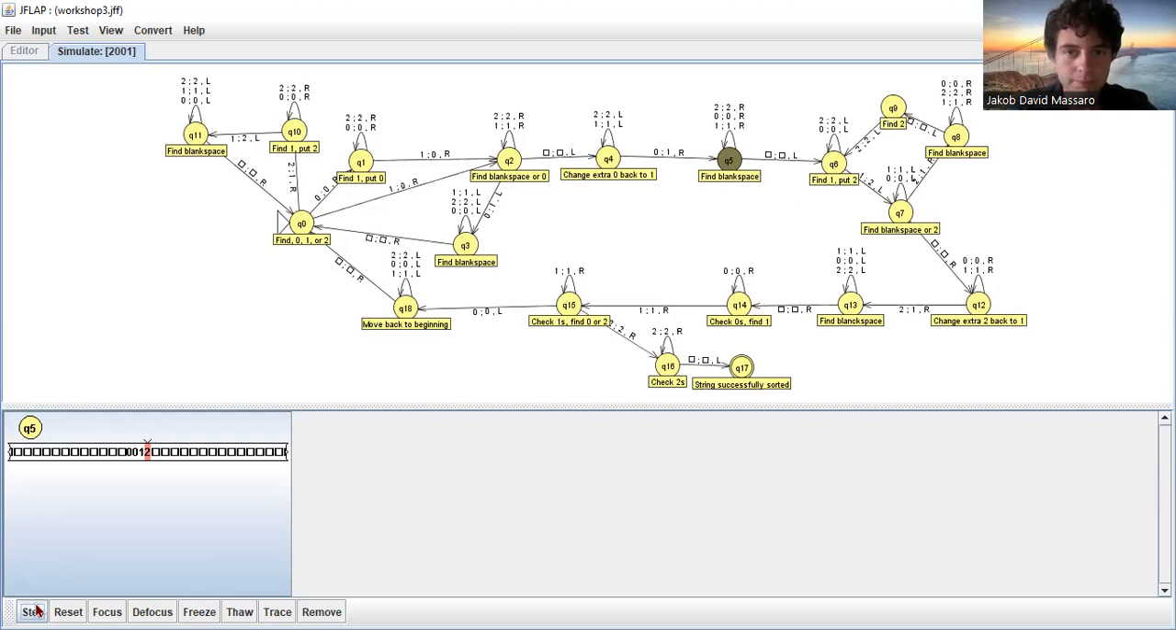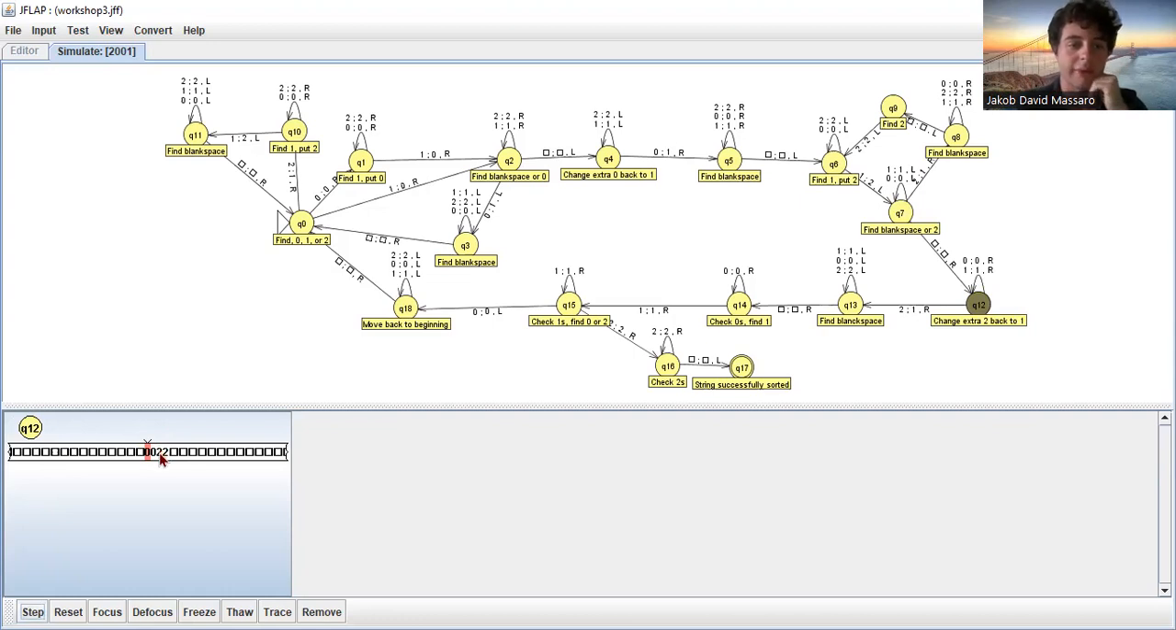And then at this point, we loop to the right, or we keep walking to the right till we reach our blank space. And then at this point, we walk past the 2s until we find our 1. Change that into a 2. And then we keep walking left, past the 1s and 0s, and then we find our blank space here.